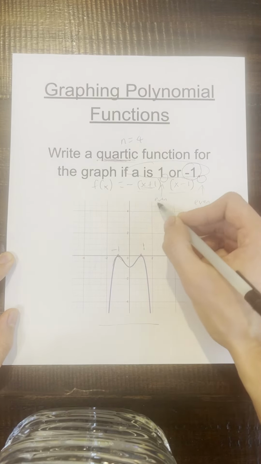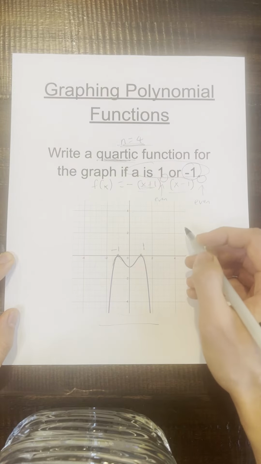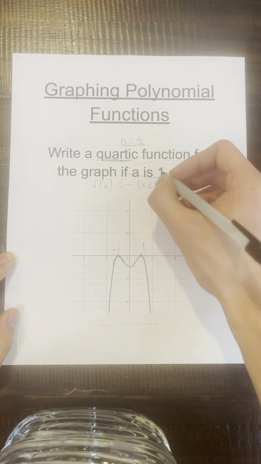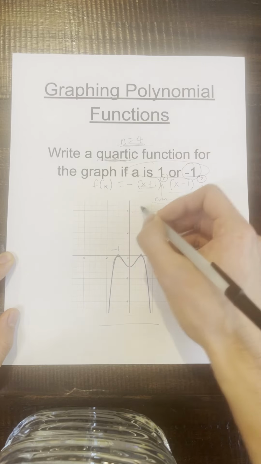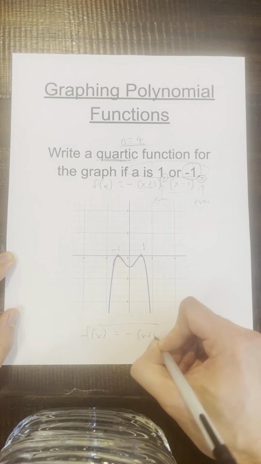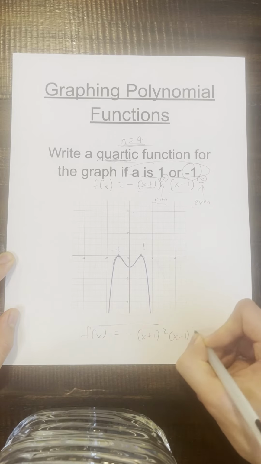So we're looking for two even numbers that add to 4. So what's our only possibility here? It's going to be 2 and 2. So this is your answer. f of x is equal to -(x plus 1) squared times (x minus 1) squared.